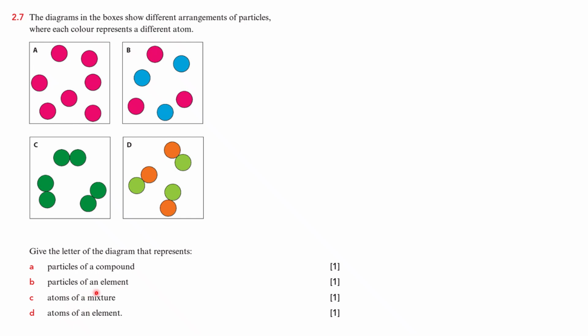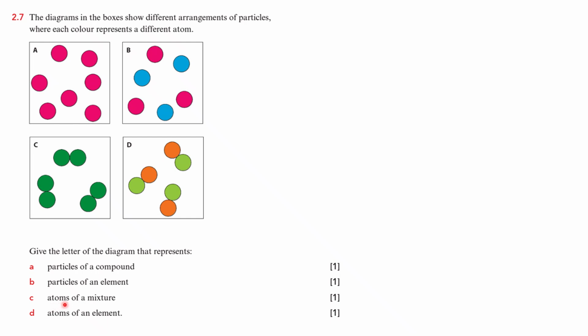Now the next is particles of an element. Particles is a broad term which includes atoms, molecules, ions, etc. So particles of an element may include individual atoms, or the same kind of atoms bonded together. As you can see, only in A and C do we have the same kind of atoms. In A we have single atoms, and in C the same kind of atoms bonded together. So A and C are the particles of an element.